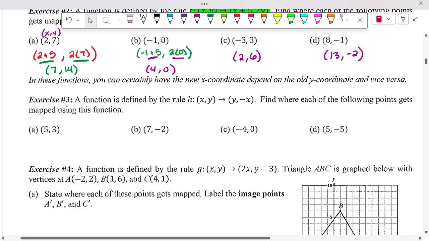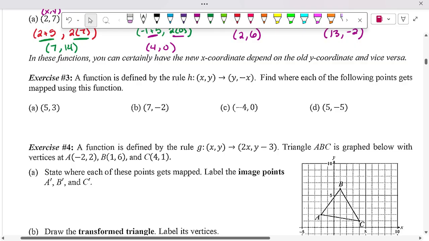Now, sometimes in these functions, you can have the new x coordinate depend on the old y coordinate. So, exercise 3, very similar to what we just did, but slightly different. So, if we're given the rule h of (x, y), so that's our pre-image or our original point, and we want to turn it into (y, negative x). So, before we even start doing an example, let's just talk process here. What do you think I'm going to do?